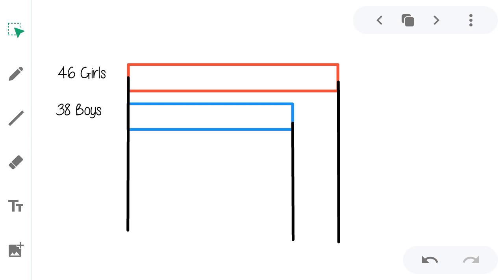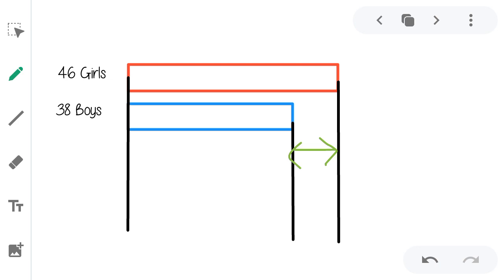Okay, so here we have drawn a red colored bar which is longer to represent 46 girls, and the number of boys, which is 38, is represented by a blue colored bar which is shorter than the red bar. Now here we have to find the number of more girls than boys. So here we can see this is the value that we have to find, which represents the number of more girls than boys. So how can we find this value?